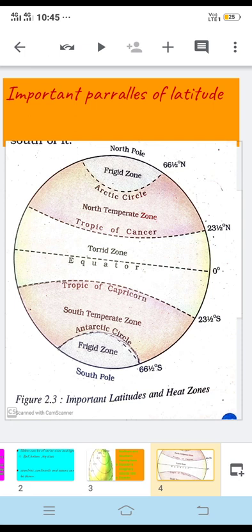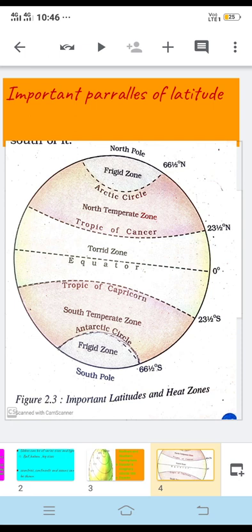And then we can see the Tropic of Capricorn, that is 23.5 degrees south in the southern hemisphere. Then the third is the Arctic Circle, that is 66.5 degrees north of the equator. You can see in the north, the Arctic Circle is there. Then we have the Antarctic Circle at 66.5 degrees south of the equator. So these are the important parallels of latitude.